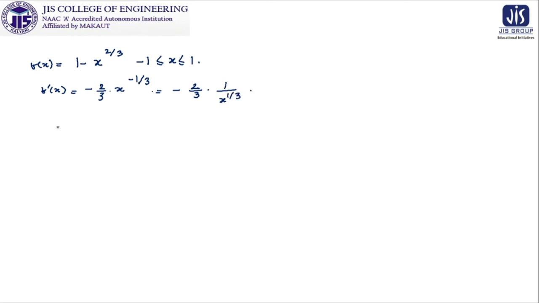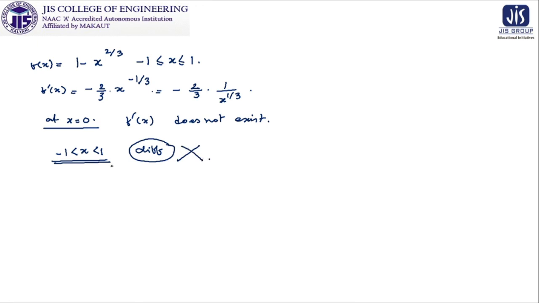But the problem is at x equal to 0, f dash x does not exist. Why? Because you can see that the denominator part is becoming 0. Obviously the existence criterion is not satisfied. Though we need our function to be differentiable within this interval, the differentiability criterion is not satisfied. So for this function, for this interval, Rolle's theorem is not applicable.